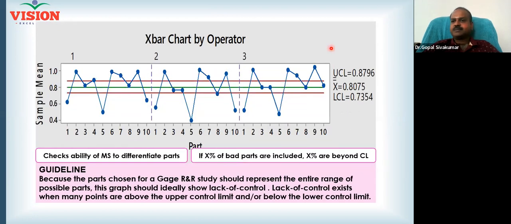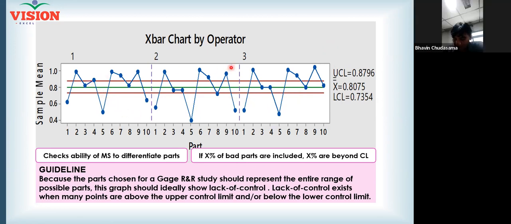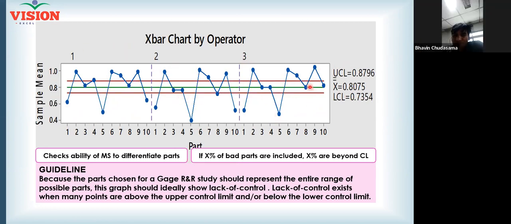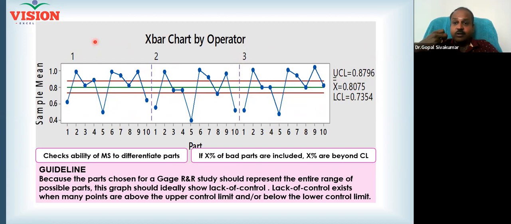And now here, you all know the purpose is whether the system can differentiate between good and bad. If you consider the mixing ratio as 50-50, 50% of the points should come out of the control limit. Can you all see points coming out of the control limit here? Yes. Yes, sir. That means your system has got a good resolution.